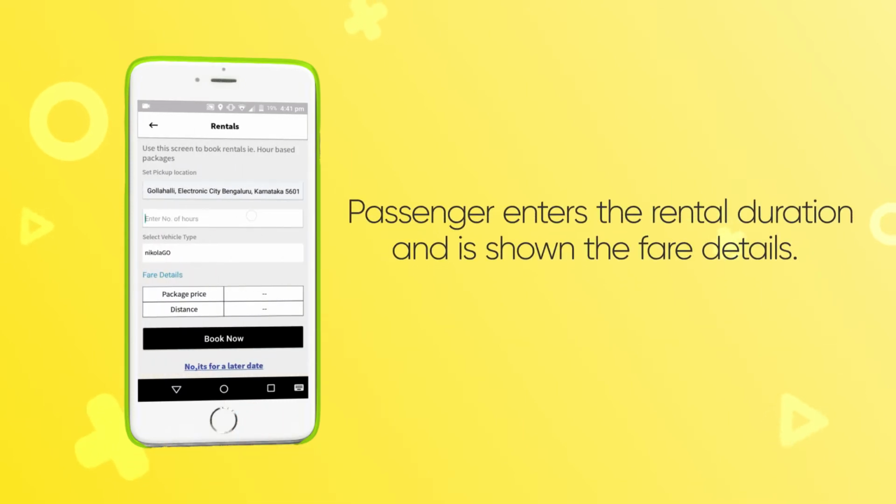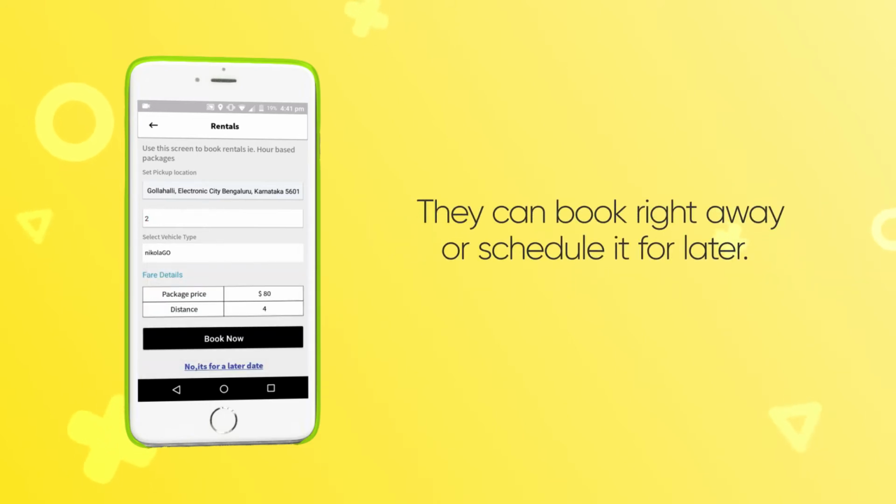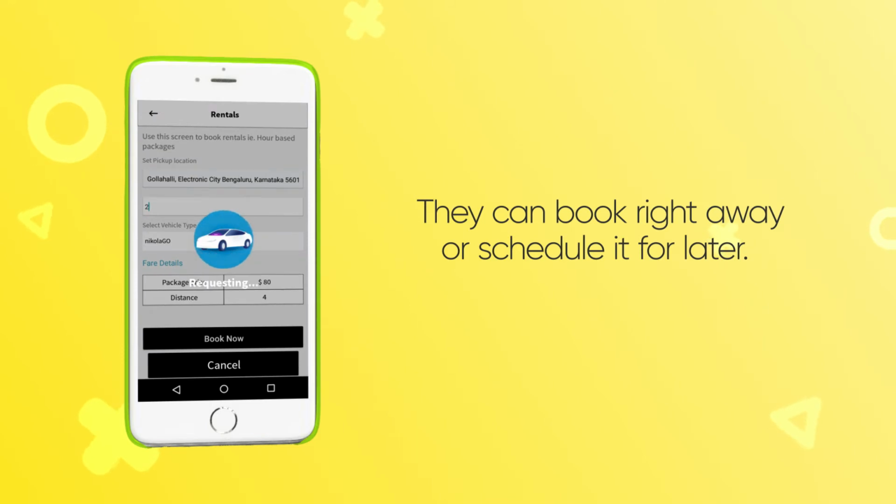Nikola is not just for cab rides. It also enables car rentals. Let's have a look. This is the rental icon at the bottom, and it asks for the number of hours and the type of car that the passenger would like to rent. After checking the fare details, the passenger can choose to book right away or schedule it for later. The driver comes at the pickup location and the passenger can take it anywhere within the rental duration. Payment is done once the rental duration is over, just like with normal booking.